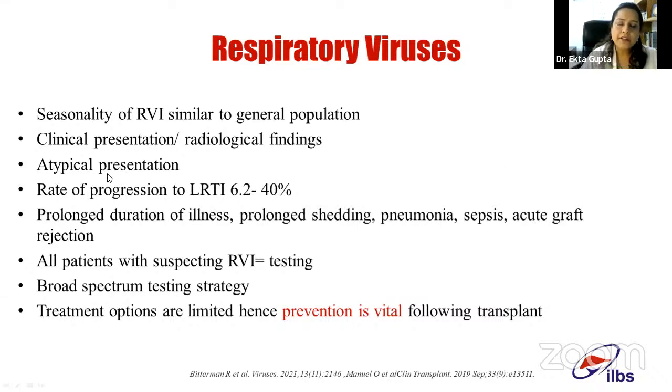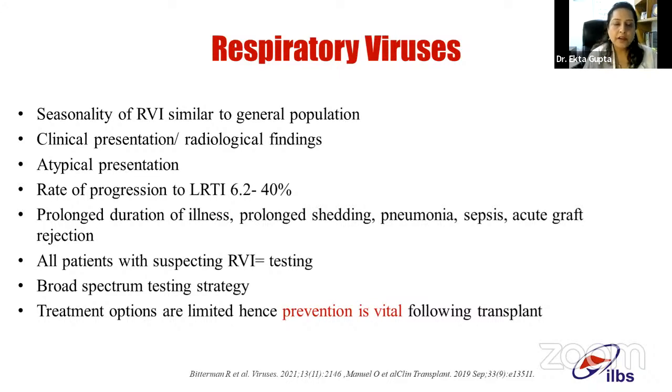The thing is that if it is an upper respiratory tract infection, you have to be very, very careful because it can progress, with a very wide variation, 7 to 40%, you can have pneumonia, full-blown pneumonia. And very often now, because of COVID and awareness about influenza, respiratory viral testing in post-transplant recipients following prolonged cough or prolonged upper respiratory symptoms is coming.